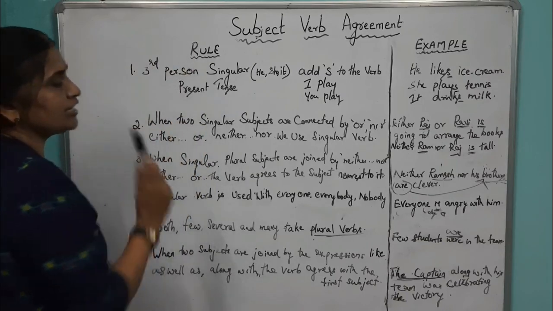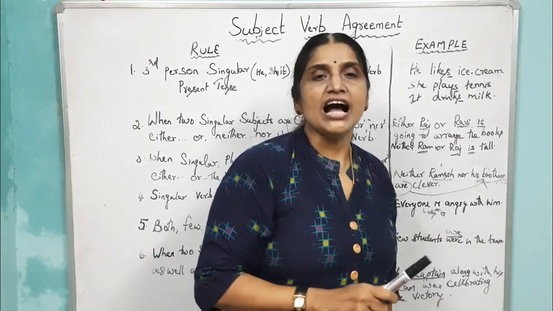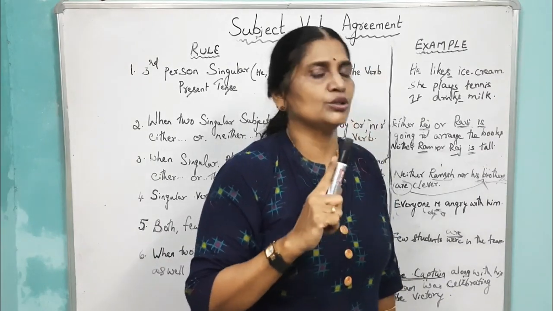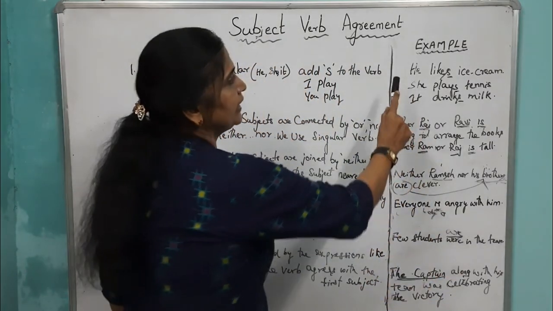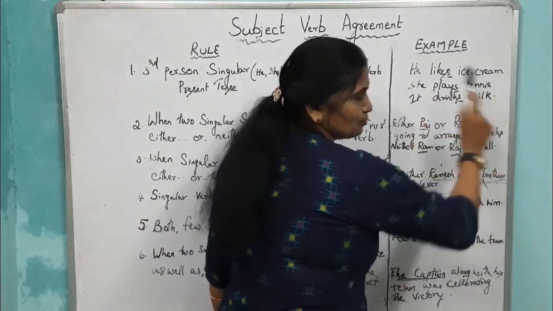So the first rule I told you: in the present tense, for the third person you have to add s to the verb. Okay. So he likes ice cream. She plays tennis. It drinks milk.